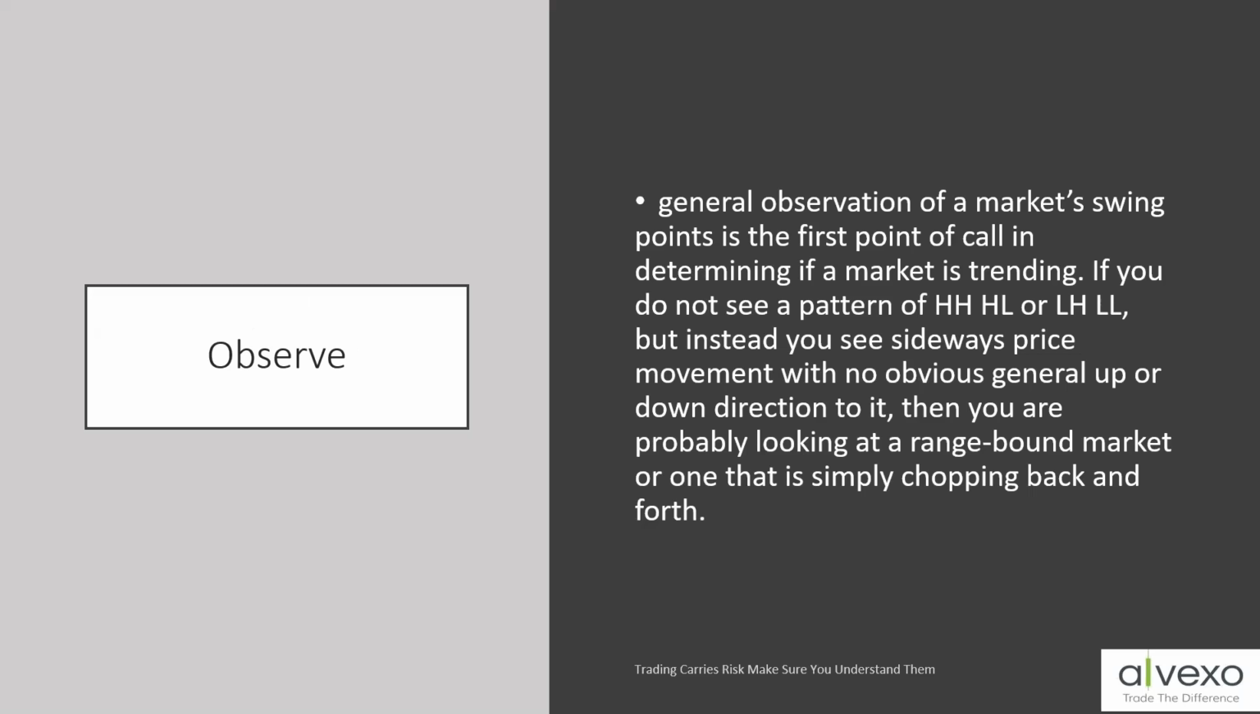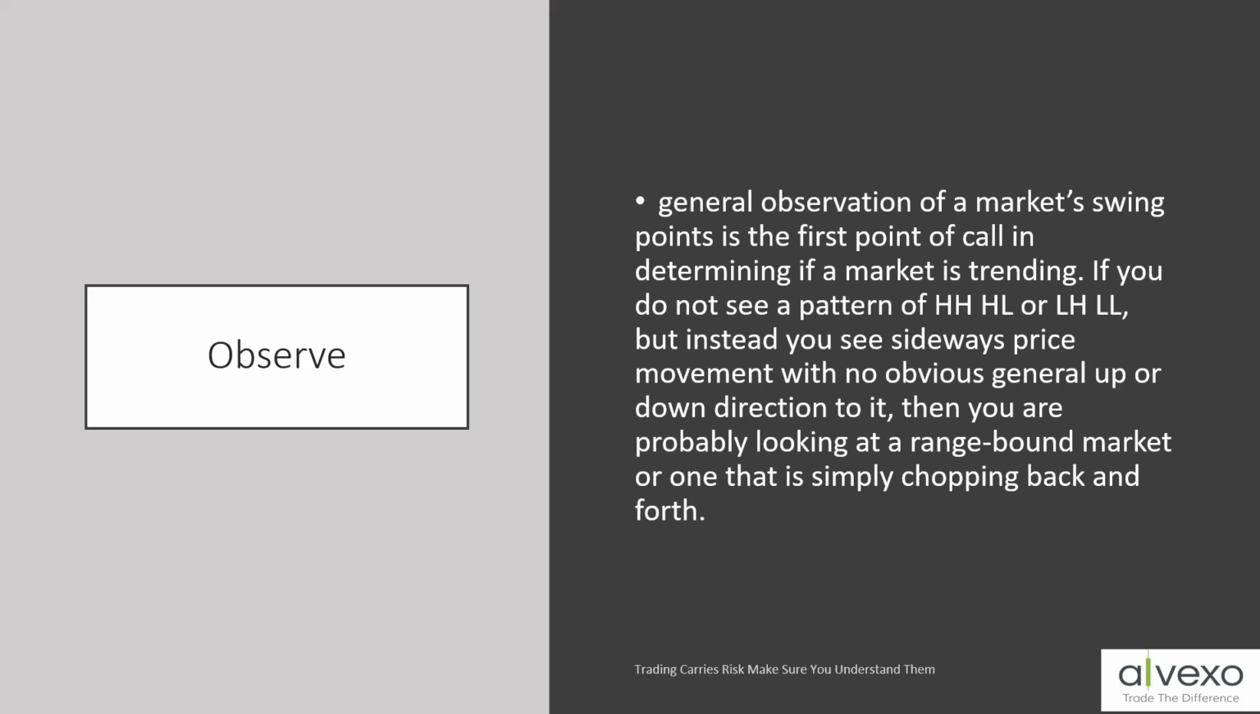Okay, now the fact is, these happen all the time. They can happen over an hour of trading. They can happen over 2 days of trade. They can be long-term or short-term. But general observation of a market's swing points is the first point of call in determining if the market is trending. If you do not see a pattern of higher highs and higher lows, or lower highs and lower lows, but instead you see sideways price movement with no obvious general up or down direction to it, then you are probably looking at a range-bound market, or one that's simply chopping back and forth.